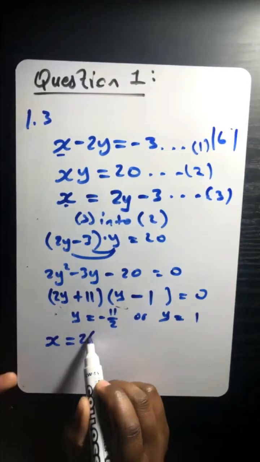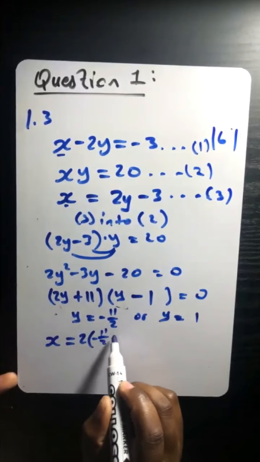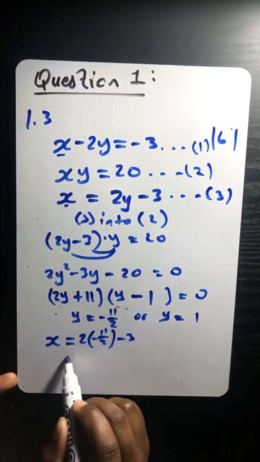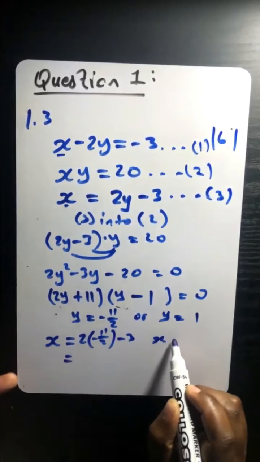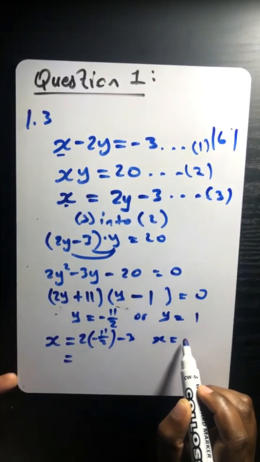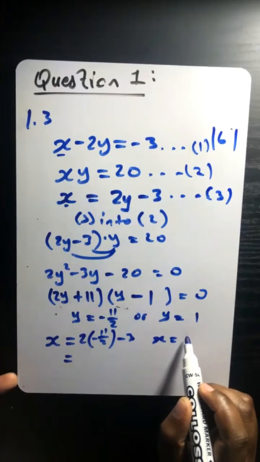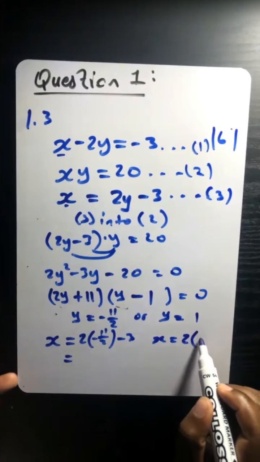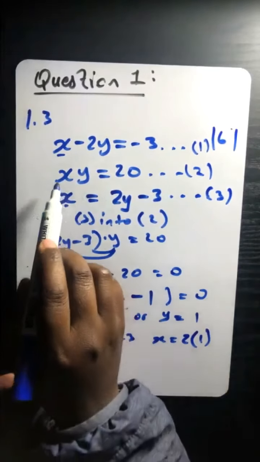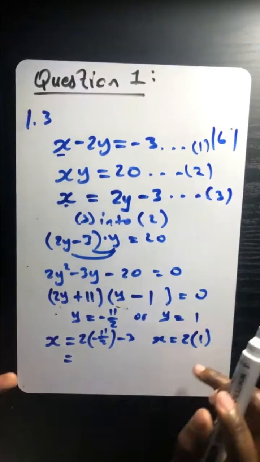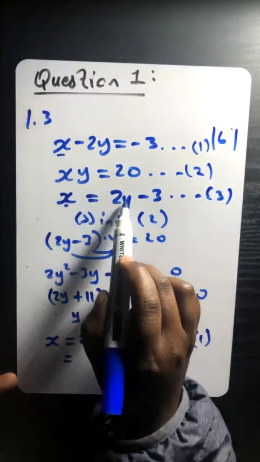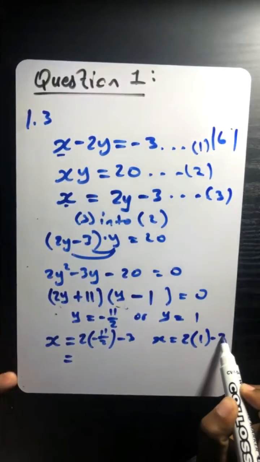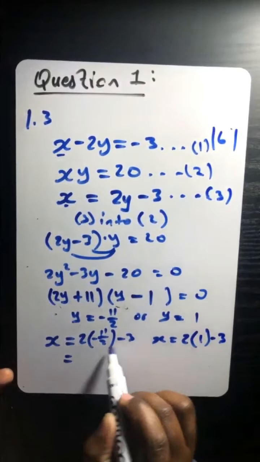So you are substituting this into your equation 3 because you want to calculate the actual x value. So x into negative 11 over 2 minus 3, you are going to get your first x value. Then you say x is equal to, what are we having then? We have 2 into y. Remember, it's 2 into y minus 3.